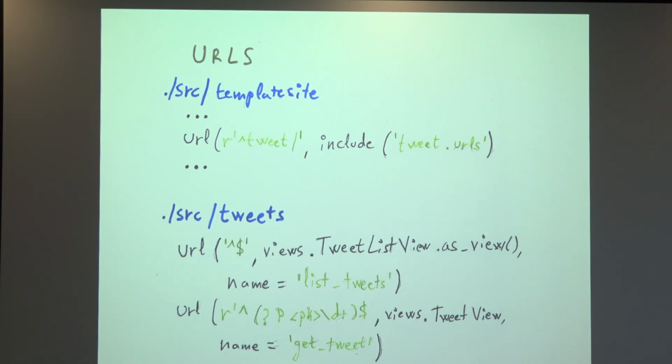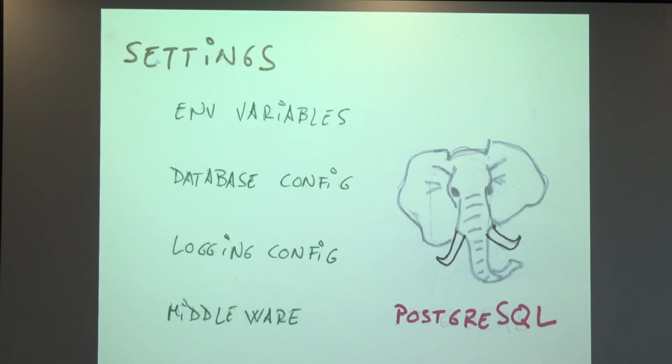And in the source tweets, which is the other URL, you have, if it's just tweets, return the list of the tweets, or create one if it's a post. And if it's tweets plus a primary key, then return a single tweet, right? So that's nothing very, very interesting.